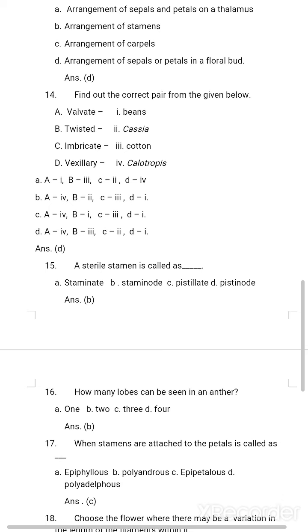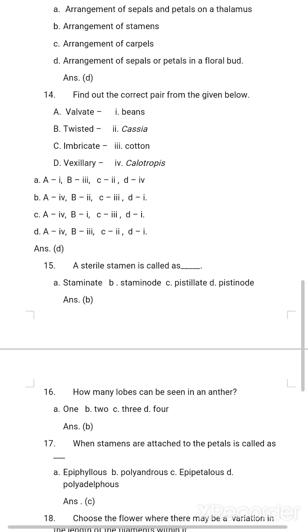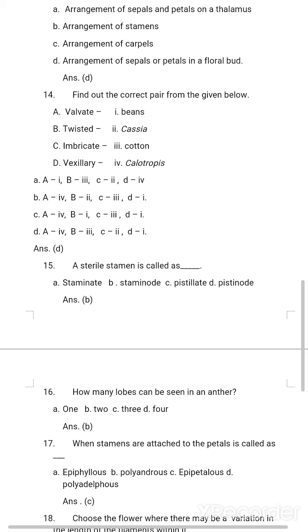From ABCD options, the correct option is option D. Why so? Let us discuss. Option A, it means valvate. For valvate, the correct plant example is Calotropis. Understood? Where the sepals or petals are just present side by side, just touching, not overlapping, as in Calotropis.